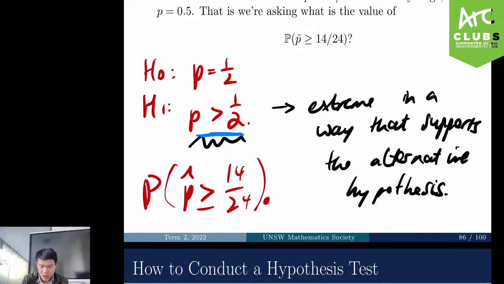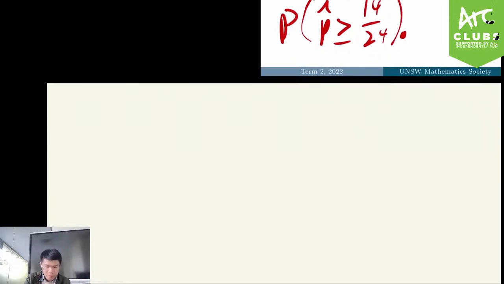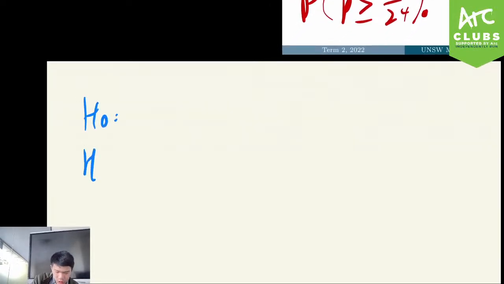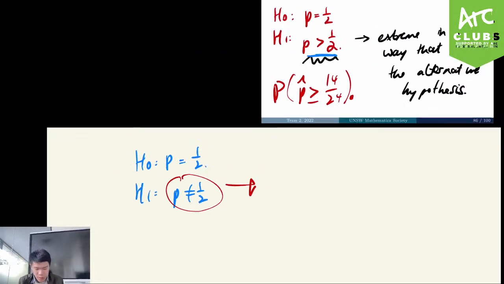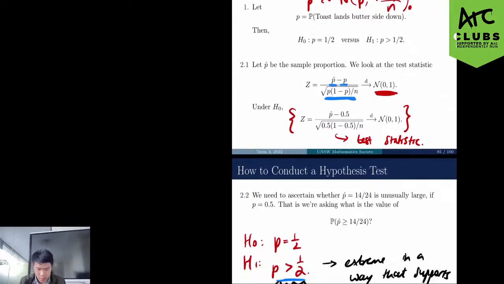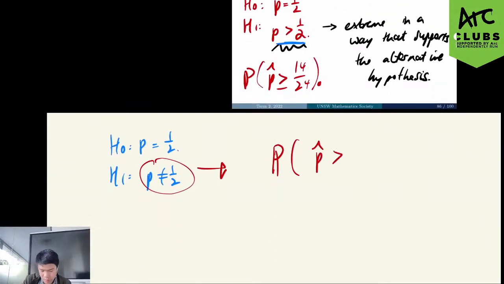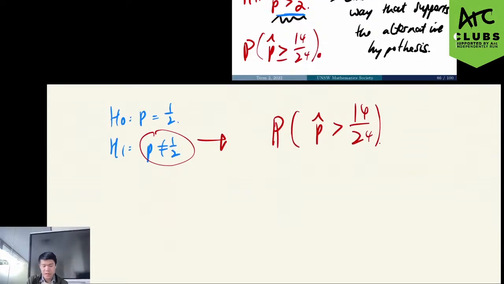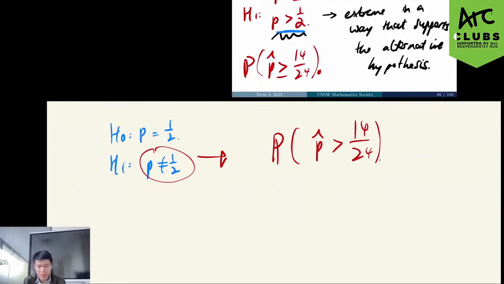If H1, let's just create a new page here. Let's take an example where P is not equal to a half. Then what we could do is find the probability that P hat is greater than 14 on 24, or something that's very low. If we get a very low number of toast landing butter side up, that also means that P is not equal to a half. So actually, let's write this out.